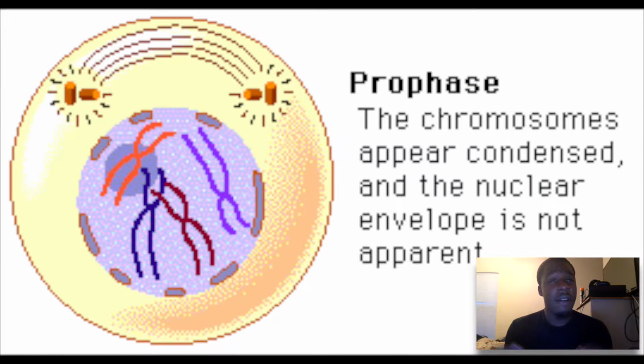Prophase. During prophase, chromosomes condense and become visible. Spindle fibers emerge from the centrosomes, the nuclear envelope breaks down, and the nucleolus disappears. This is usually the phase where the cell spends most of its time.